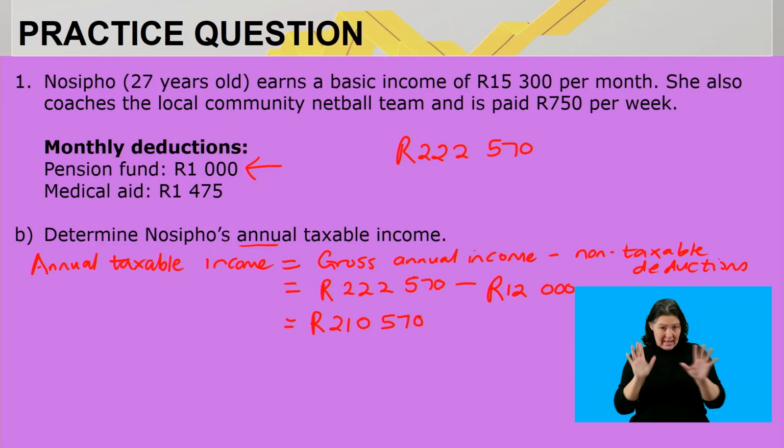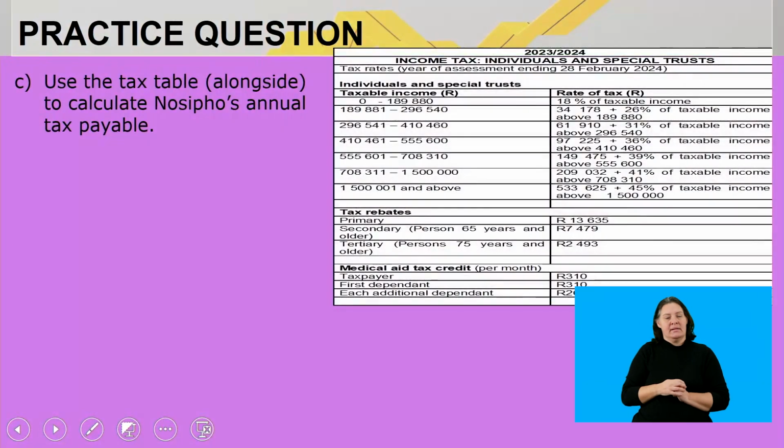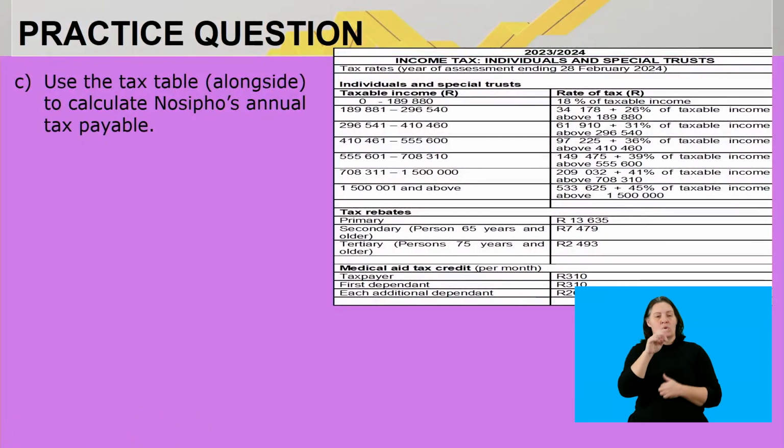210,570 rand. Guys, are we clear with this? All right. Let's now move on then to our next question. It says use the tax table alongside. All right, there's our tax table to calculate Nosipo's annual tax payable.